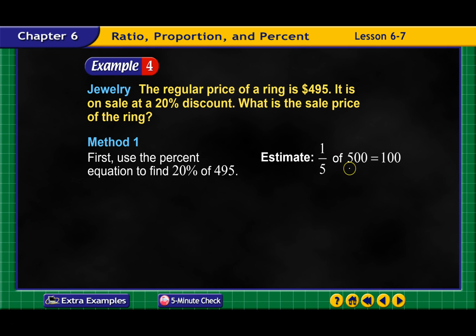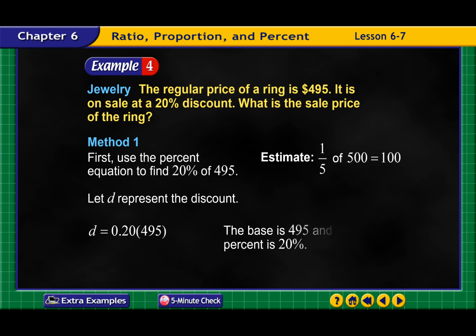We could estimate that 1/5 of 500 is 100. So D is going to be my discount. And so we'll use discount equals, I think they told us this, discount equals percent times the base. So discount would actually be part. So part equals percent times base. And we could really say this as discount equals decimal times original price.